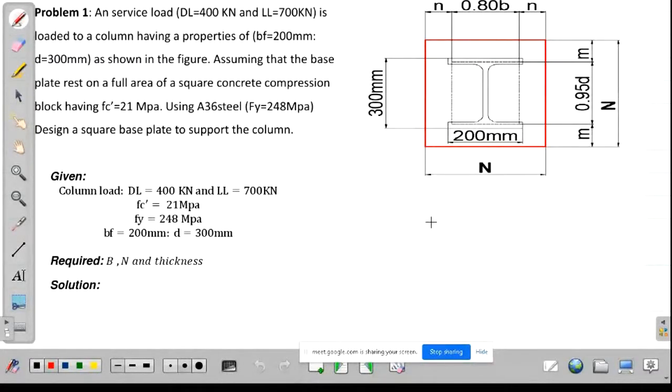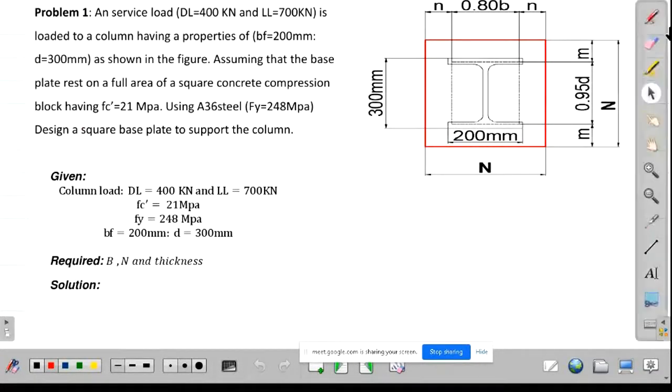So, we have here a load of 400, 700 loaded to a column having these properties. Yung bf natin is 200, yung d natin is 300. As shown in this figure. Assuming that the base plate rests on the whole area of concrete. Sabi niya, rest on the whole area. So, dito pa lang, alam na natin kung anong gagamitin natin equation ng nominal strength na P. Okay?